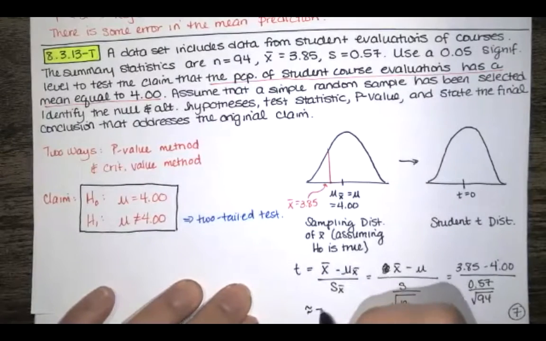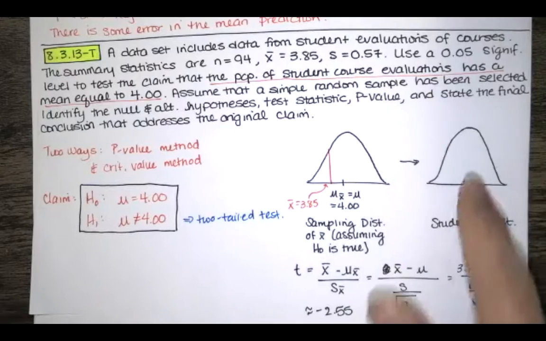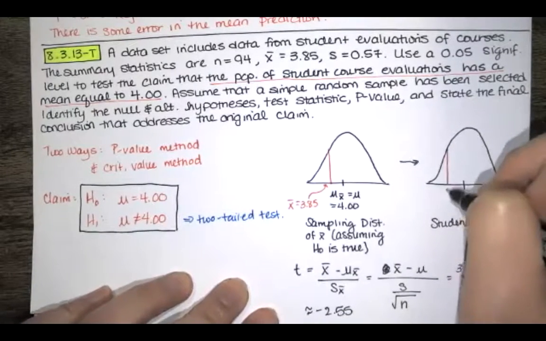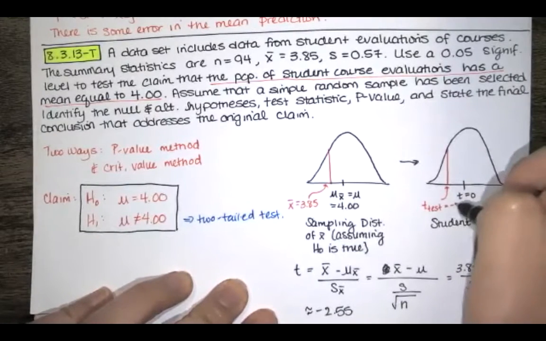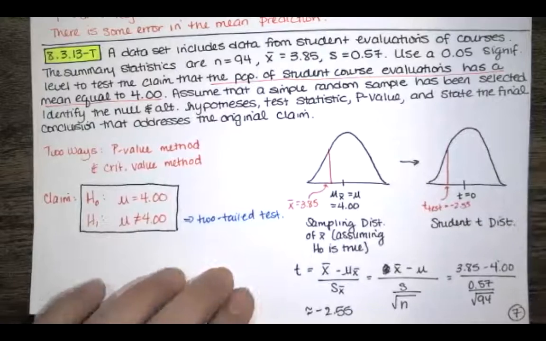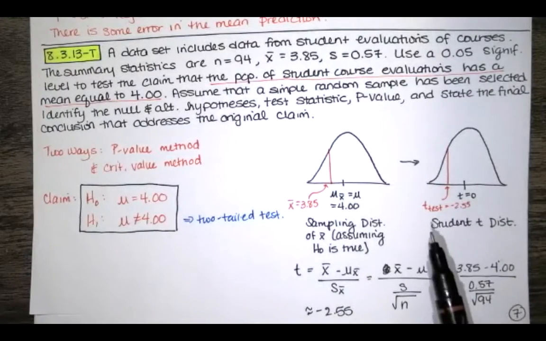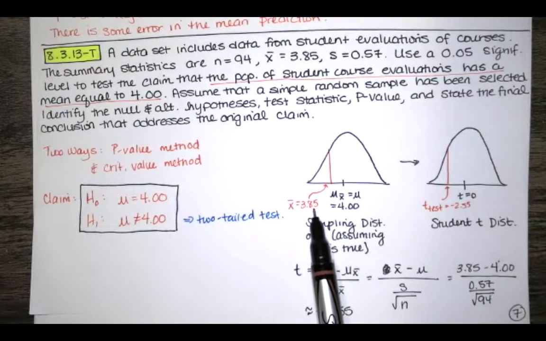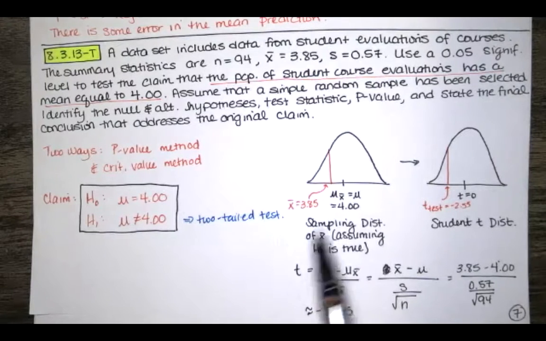So that is not a number of standard deviations below the mean, but it's something like that, because the standard deviation over here is not equal to 1. But we're saying, okay, if you have a test statistic of t equals negative 2.55, is that significantly different from t equals 0? Which is the same as saying, is this X bar equals 3.85 significantly different from this mean of 4?